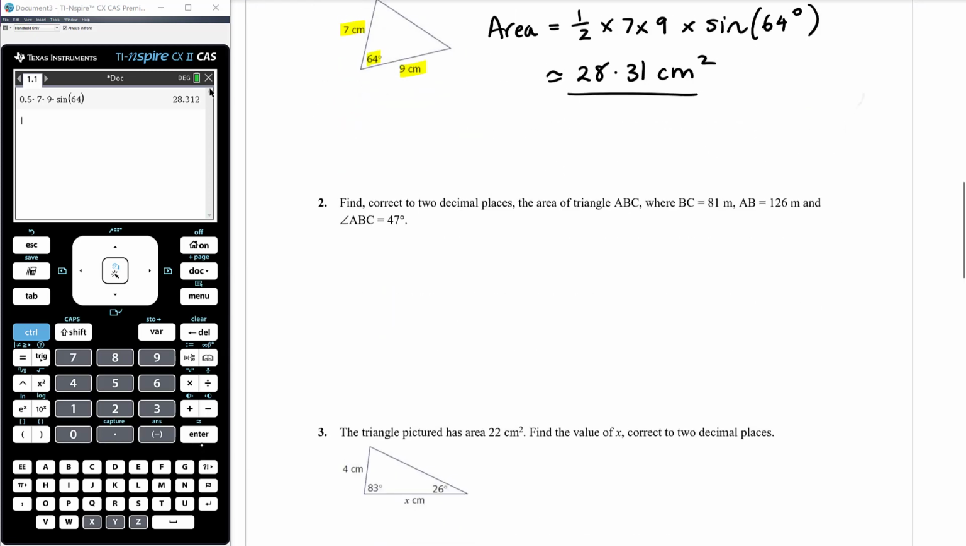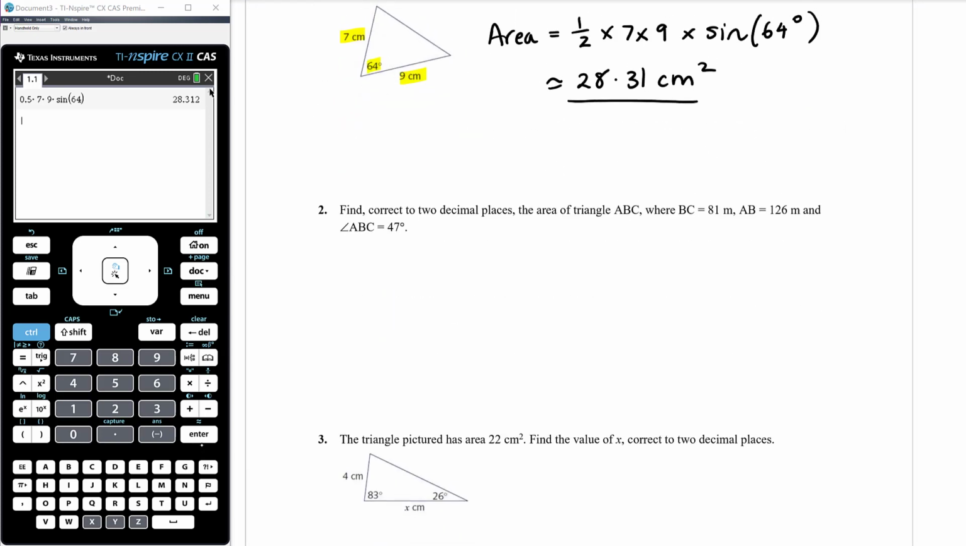Question 2. Find, correct to two decimal places, the area of triangle ABC, where BC is 81 metres, AB is 126 metres, and angle ABC is 47 degrees. If it's angle ABC, it's centred around B, so this is essentially the angle at B is 47. So the first thing you'd need to do, if you haven't got a triangle, is to draw a triangle. It doesn't need to be at all to scale.